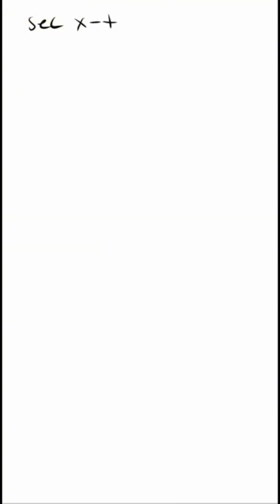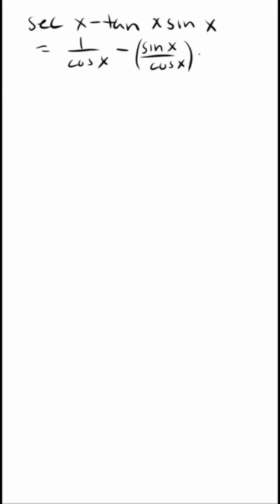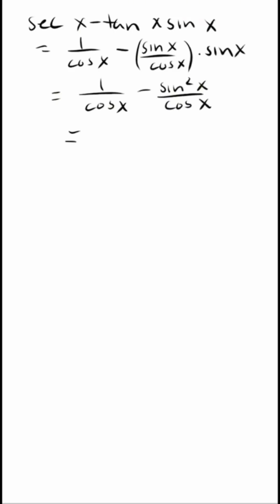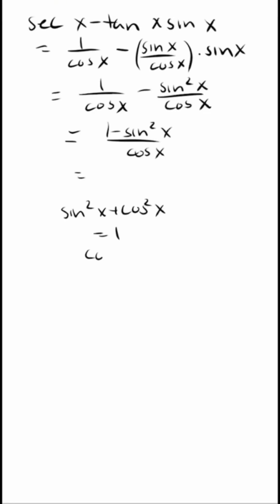Let's simplify sec x minus tan x times sine x. We know that sec x equals 1 over cosine x, and tan is sine over cosine. Then simplifying this and getting it to a common denominator, we get 1 minus sine squared x divided by cosine x. Then the numerator looks like the Pythagorean identity, and so using that we get cosine squared x divided by cosine x, which is cosine x.